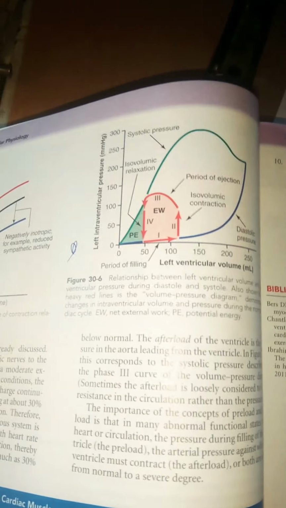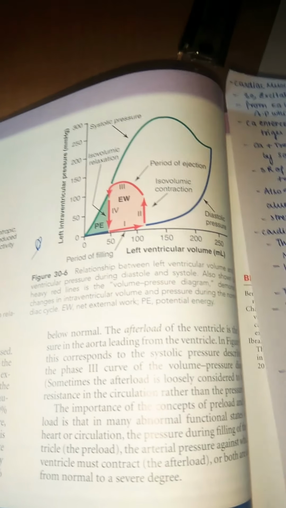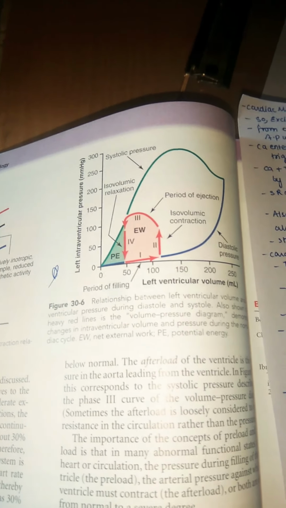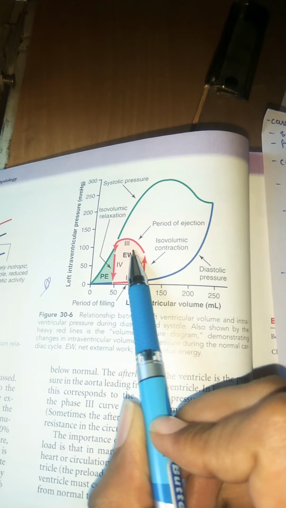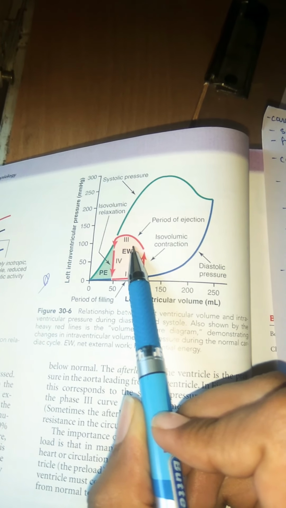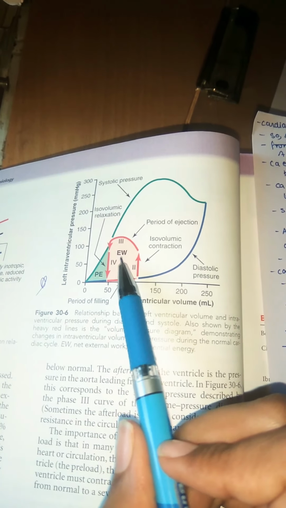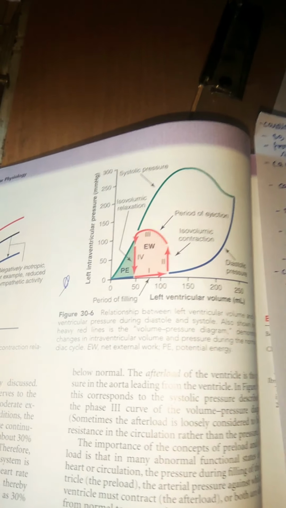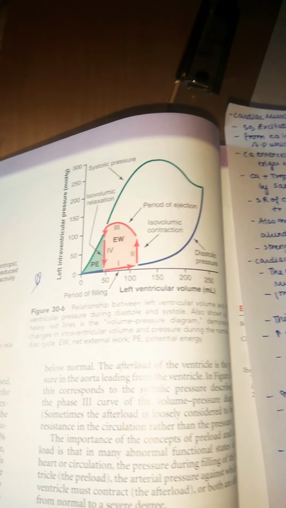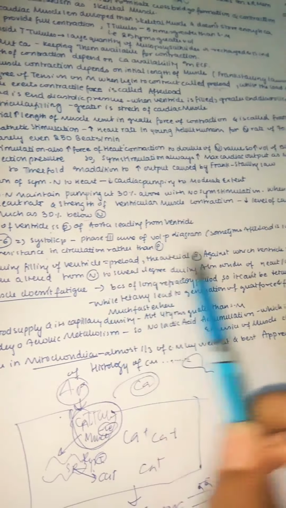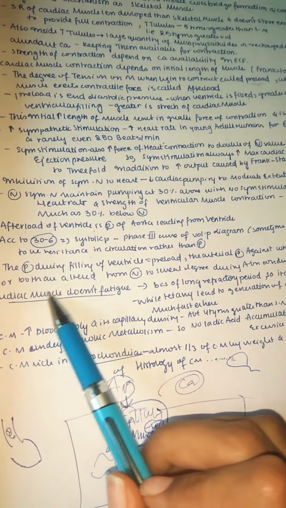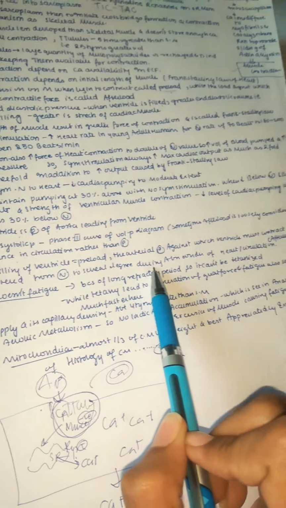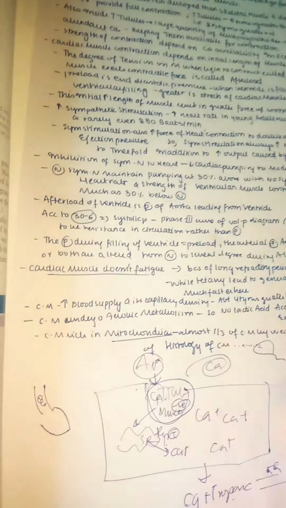In this diagram, you can see the systolic pressure is given by phase 3. This is phase 3, which shows the systolic pressure, on the phase 3 curve of the volume-pressure diagram. Sometimes afterload is loosely considered to be resistance in the circulation rather than pressure. The pressure during filling of the ventricle is preload, and the arterial pressure against which the ventricle must contract is afterload. Both are altered from normal to several degrees during abnormal conditions of the heart or circulation, like pathological conditions.